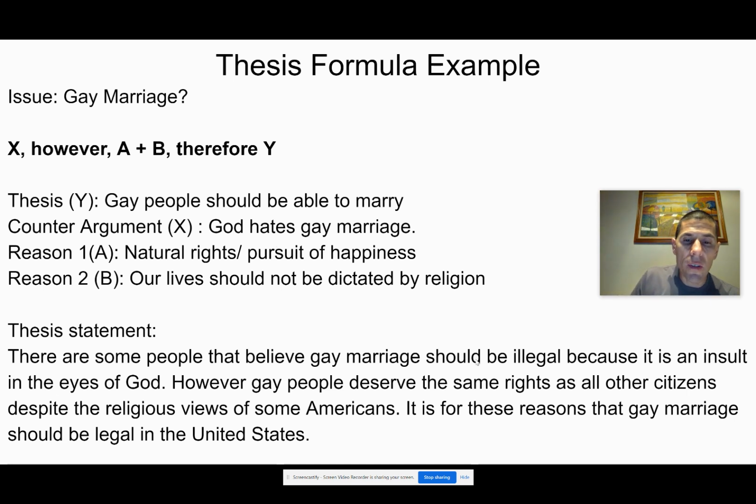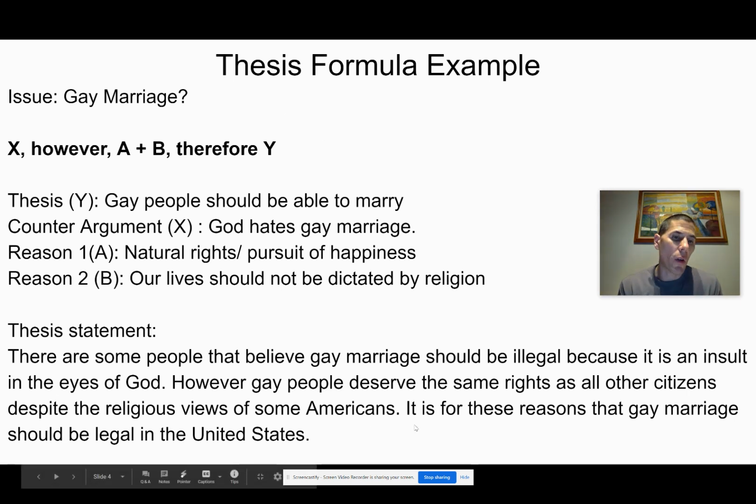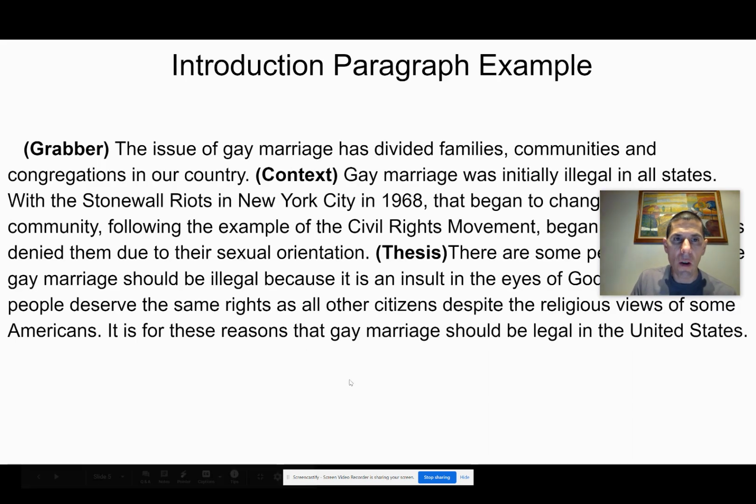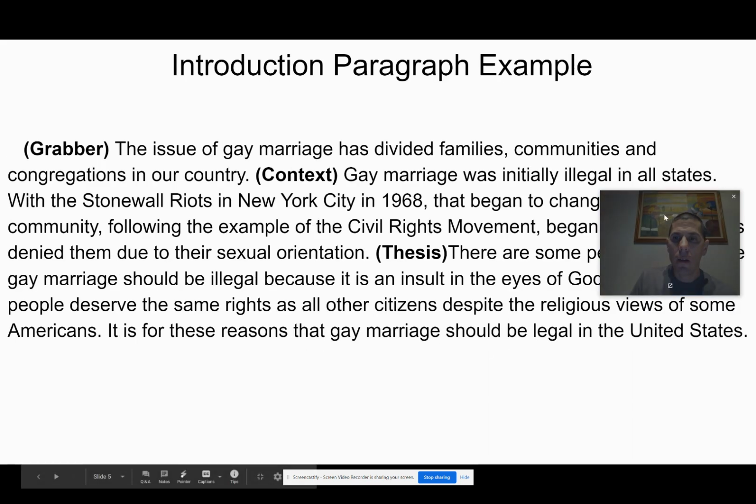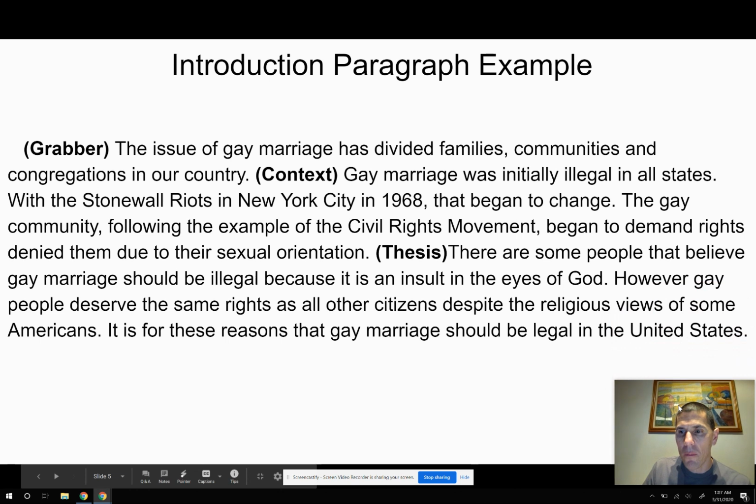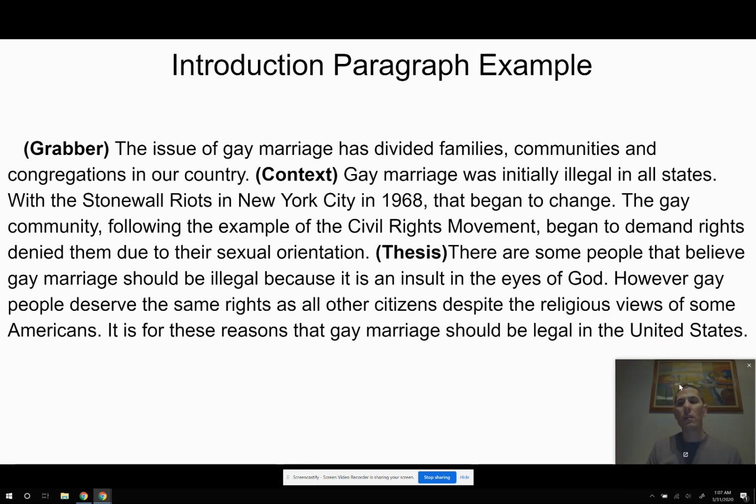Now, the thesis statement gives my position on this. How do I feel about gay marriage? It is for these reasons that gay marriage should be legal in the United States. All right, so what would that look like all together? Let me move this again. So we're going to put it in together with the grabber and the context.